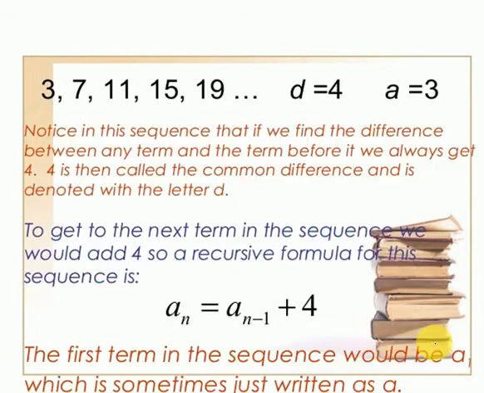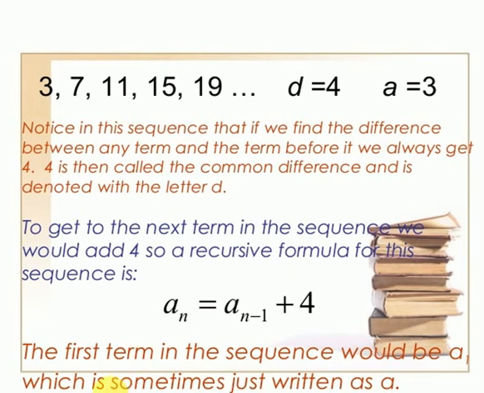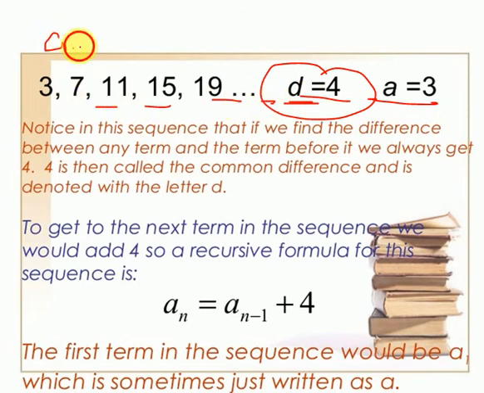Now next, here is this AP: 3, 7, 11, 15, 19. Here d, the common difference, is 4 and the first term is 3, right? How do I find the common difference? By subtracting a2 minus a1, that is 7 minus 3, that is 4. So d is 4 and a, the first term, is 3 only.